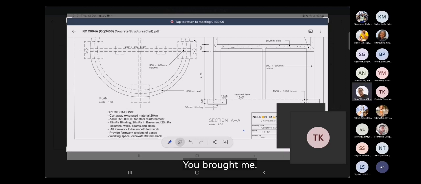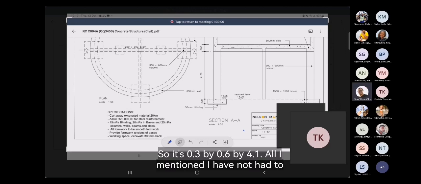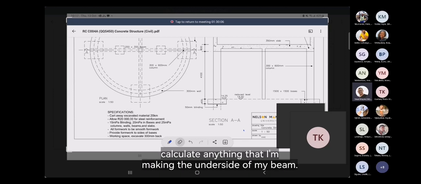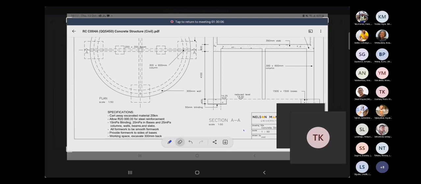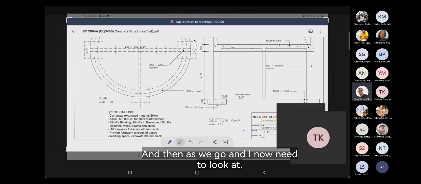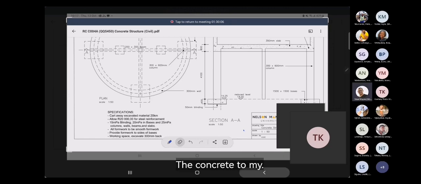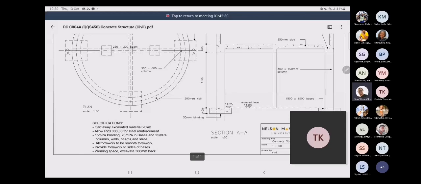You got me? Are you all with me? Right? So it's 0.3 by 0.6 by 4.1. I have not had to calculate anything for these dimensions because I'm going to the underside of my beam. And then as we go, I now need to look at the concrete to my beams.